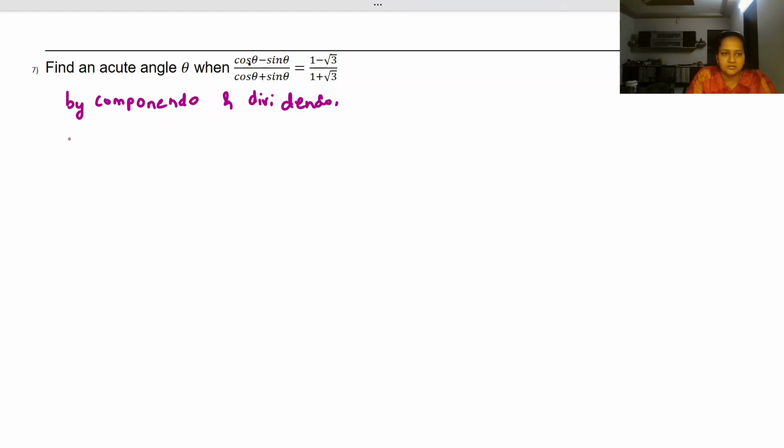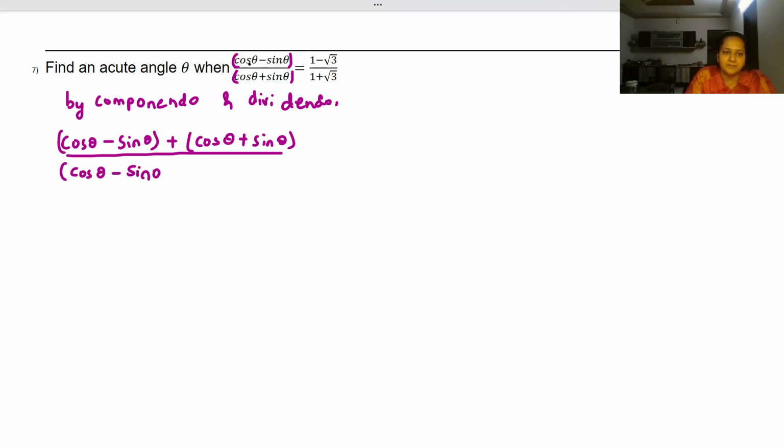What are we going to get now? Numerator is cos theta minus sin theta. Do not forget to put the brackets over here. Otherwise, you may make a mistake in the sign. So we have numerator plus denominator upon numerator minus denominator. Again, the order will remain the same.